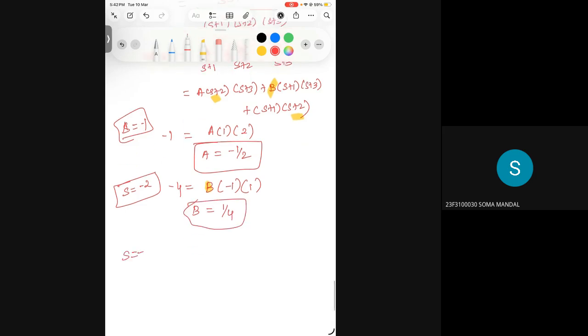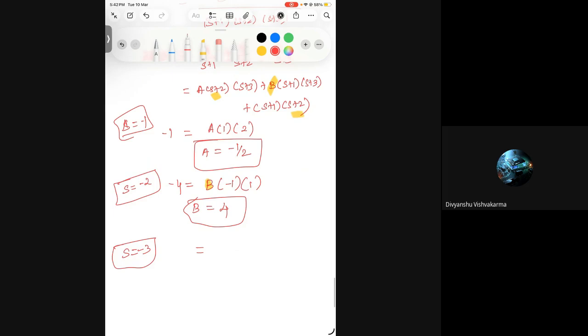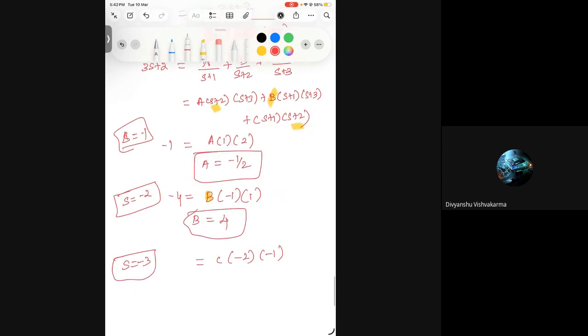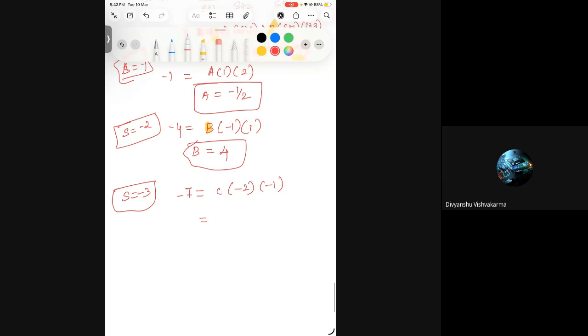s equal to minus 3 would give me c. So b equal to 4, right? So s is equal to minus 3 will give me c into minus 2 into minus 1, which is 2, equal to minus 9 plus 2, minus 7. So c equal to minus 7 by 2, right?